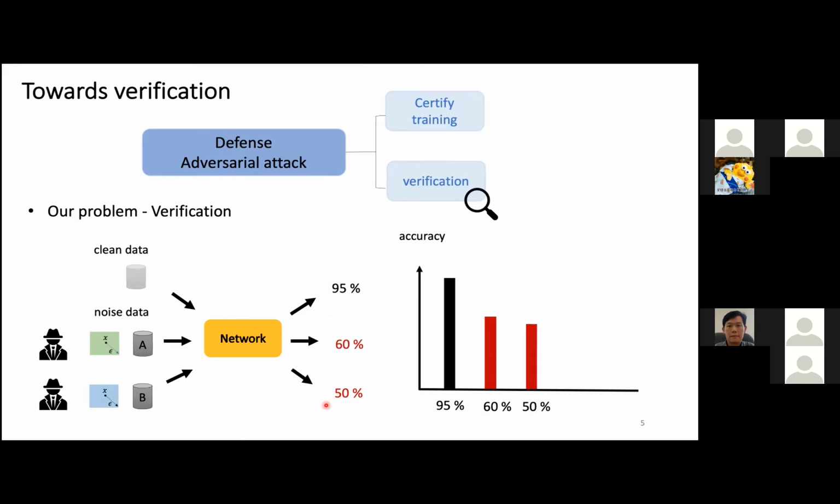So our goal is to find the verified bound of the accuracy of this network. Like this blue bar, we call it the verified bound in the verification field. So we hope that this verified bound can be as close as possible to the worst case. So tightness is important in the verification problem.